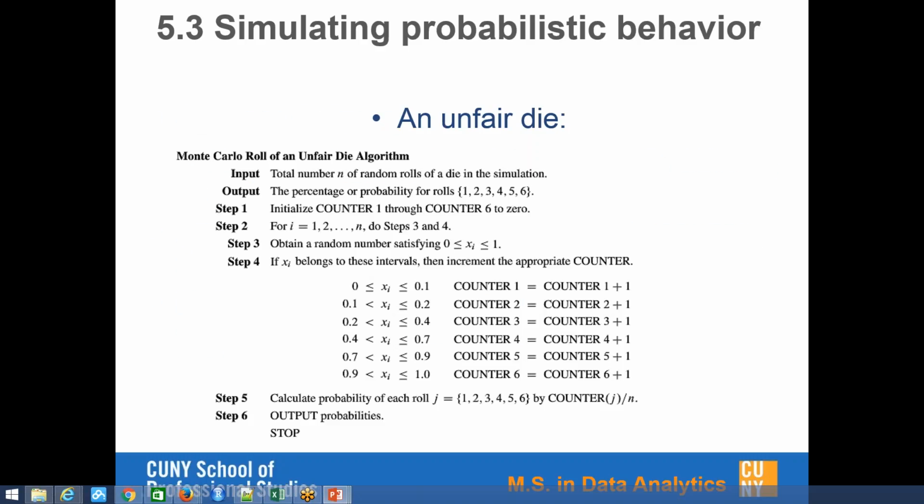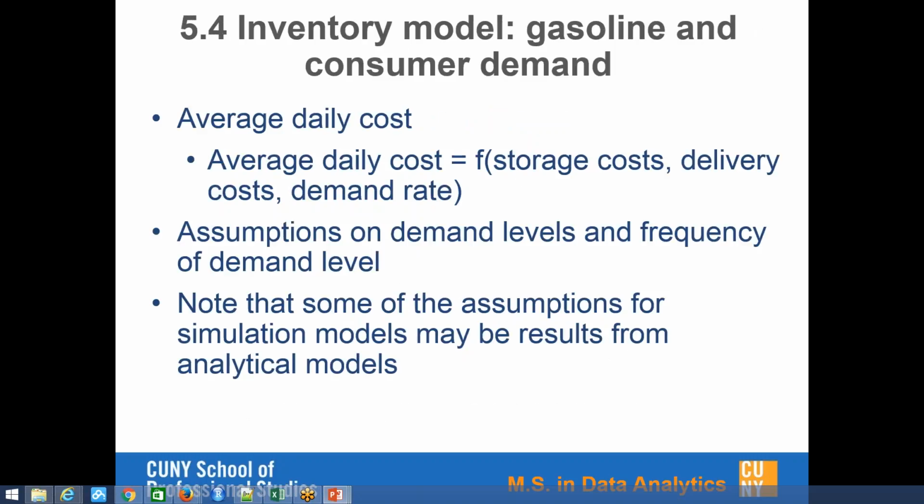That's that. Let's continue. The textbook has 2 examples after this section. One is the inventory model. The inventory model is one of the many problems facing a lot of different stores, either supermarkets or e-commerce companies. The average daily cost is a function of storage cost, delivery cost, and demand rate. Assumptions on demand levels and frequencies of the demand level have to be made.